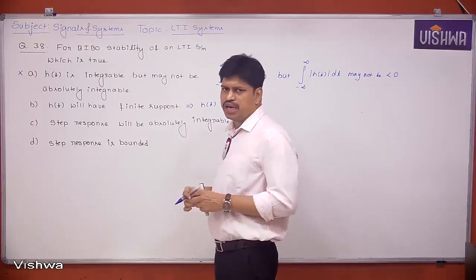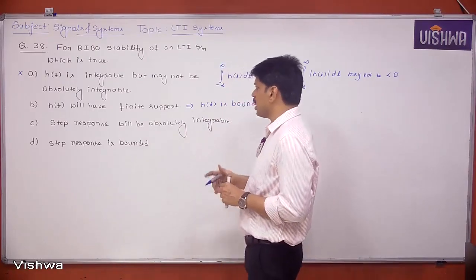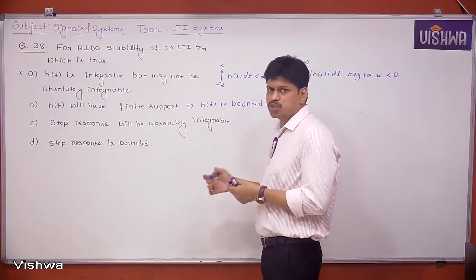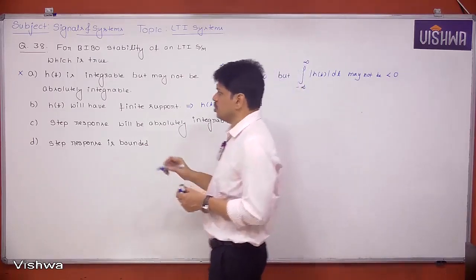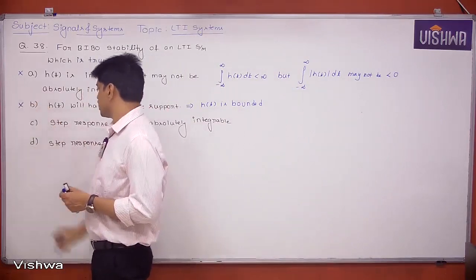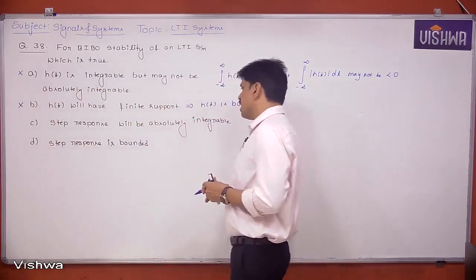So whether it is bounded or not, it is not the matter for us. What we actually require is that h of t must be absolutely integrable. That is also not correct. So option B is also not correct.